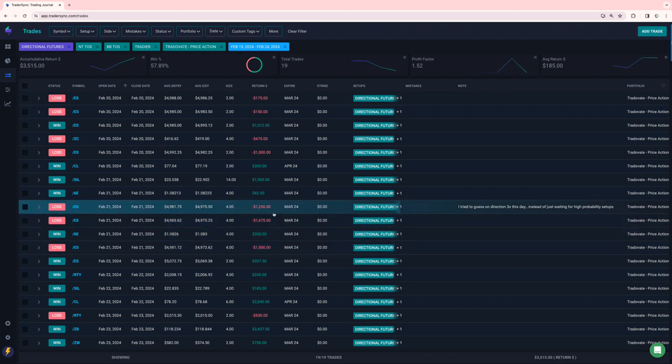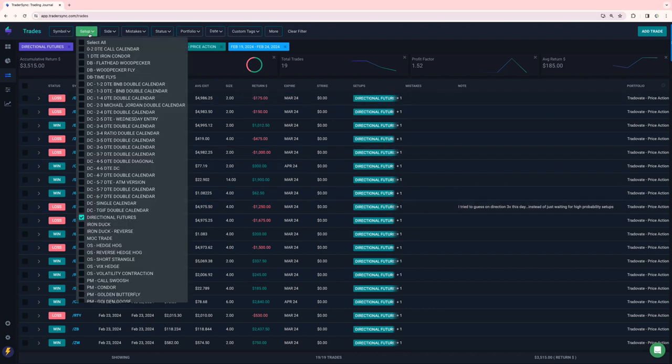So for me, it's about trying to push away that ego, push away that feeling of I know what's going to happen, push away those biases, and just trade based on price action, which is what this strategy is all about. I didn't do that on these three trades. This was just a directional bias that I had for whatever reason, and that typically doesn't work the best for me. So anyway, those are directional futures.